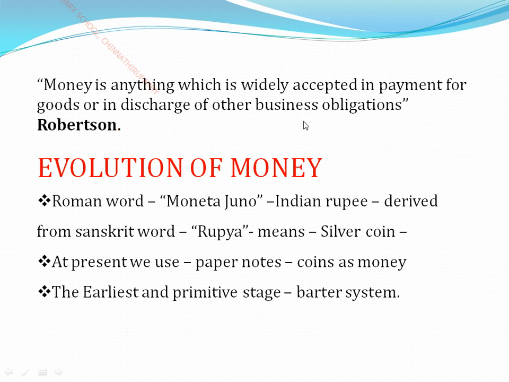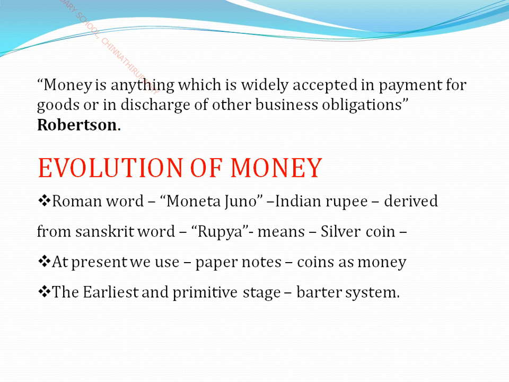Okay, see, the definition gives you a very clear idea about what money is. Money is anything; through money, whatever it may be, you can purchase goods and services. Instead of that, you are paying what? You are paying money. Or in discharge of other obligations, rather than paying, money is used as the instrument of exchange. You can use money for business obligation.